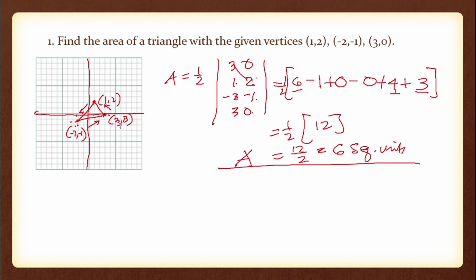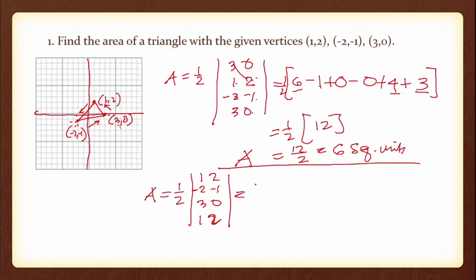Let's try starting with 1 and 2. So A is equal to 1/2. If we start at 1 and 2, we still get the same answer: negative 2, negative 1, then 3, 0, then 1, and 2.